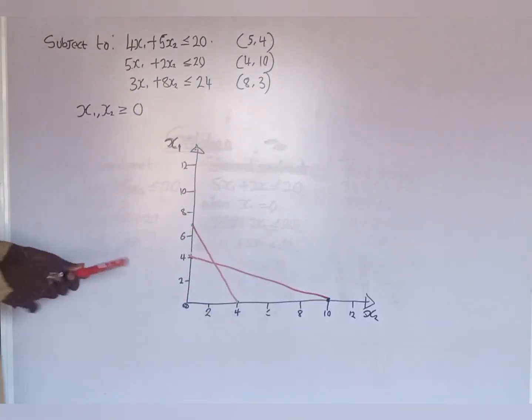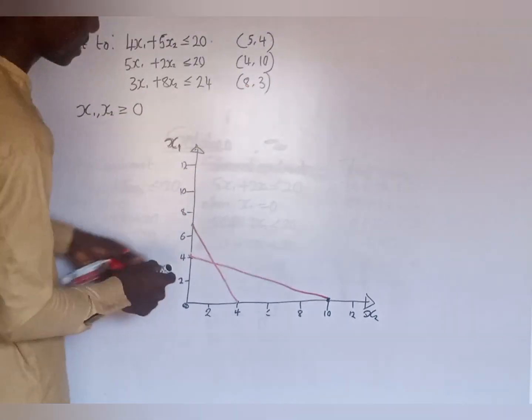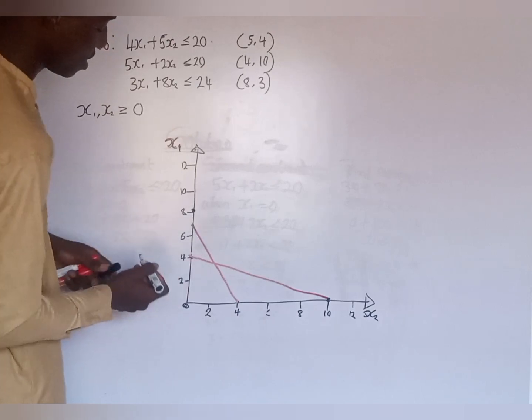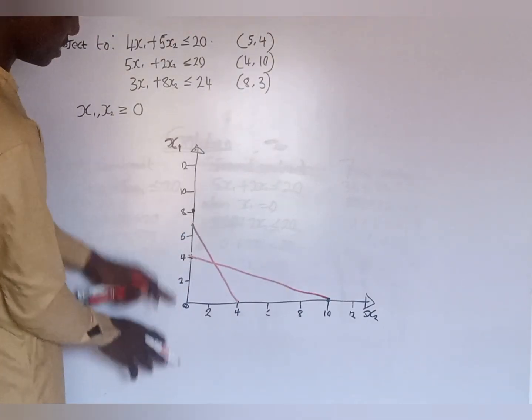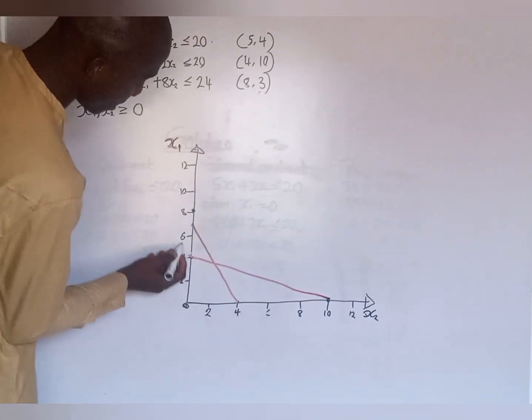Okay. Now let's go to the third constraint, the coordinate there. We have 8, 3. When x2 is 0, the value of x1 is 8. So I have something like this. And when x1 is 0, the value of x2 is what? Is 3.